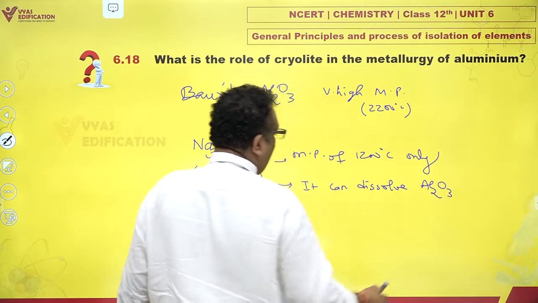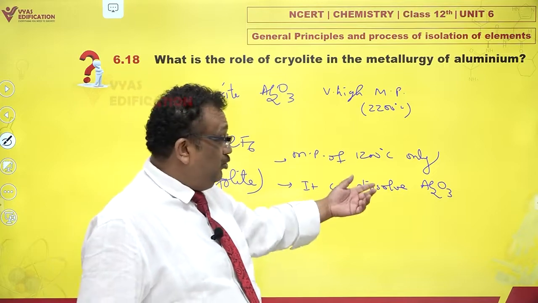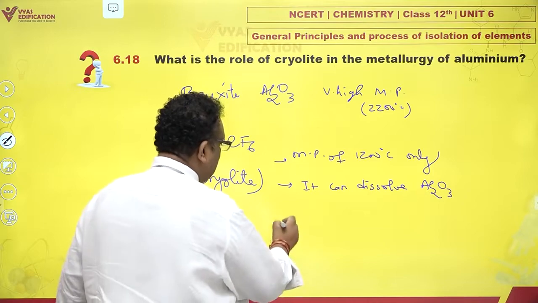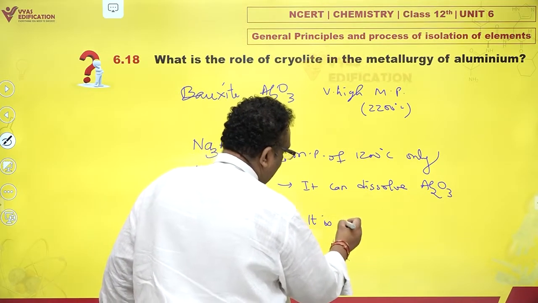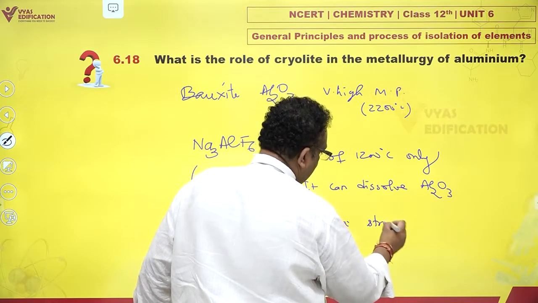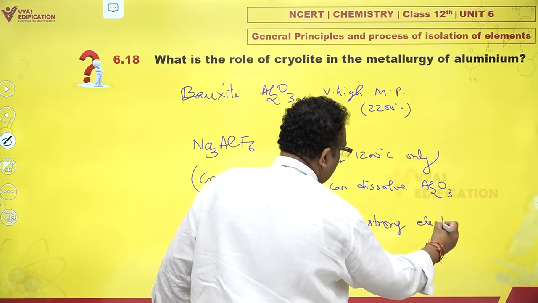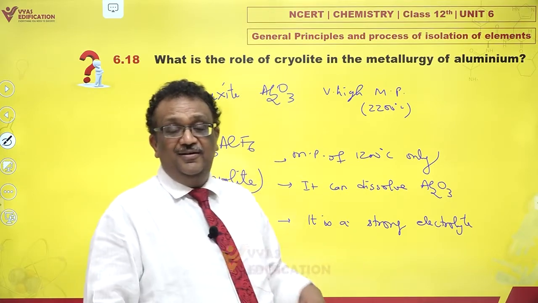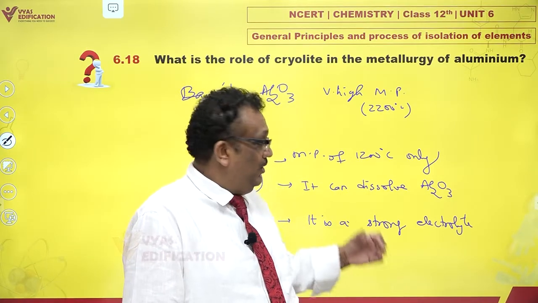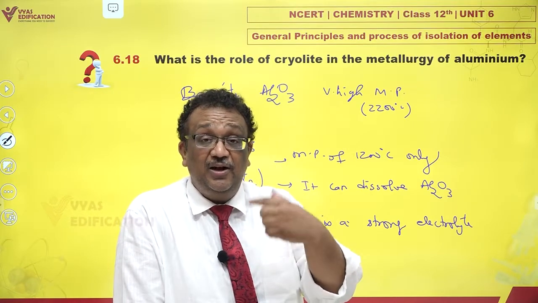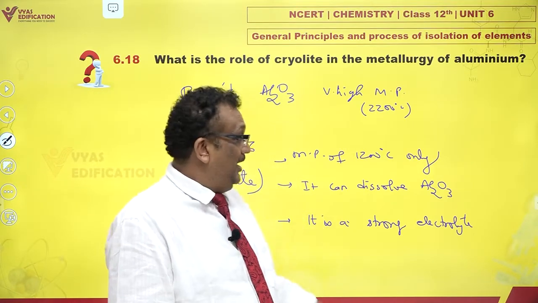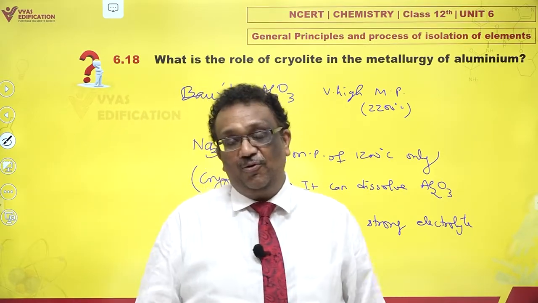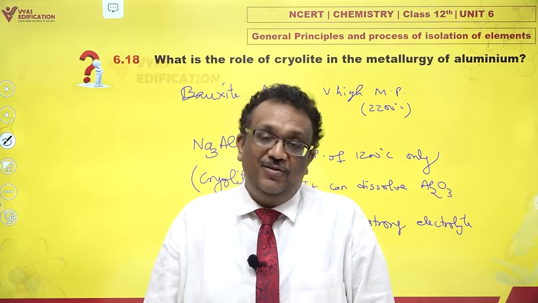Al2O3. Like sugar dissolves in water, Al2O3 can dissolve in molten cryolite. And not just that, it is a strong electrolyte. What does it mean? You can pass current through molten cryolite. That means you can conduct electrolysis of molten cryolite, and if you have Al2O3 dissolved in molten cryolite, Al2O3 can be electrolyzed, and that is a very, very beautiful advantage.